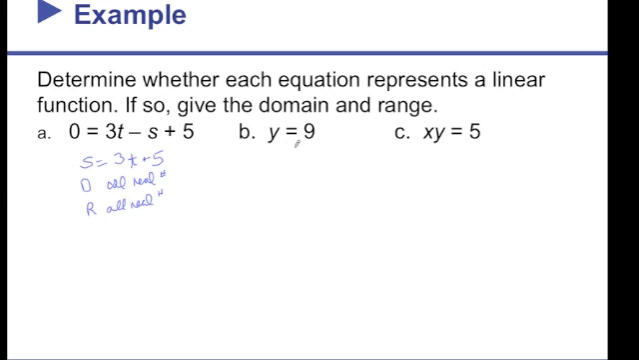y = 9. Yes, this is a linear function because we have 0x + 9. The domain of this, any x value we have will work. It's all real numbers. And the range is 9. y = 5. This is not a linear function. This is not linear.